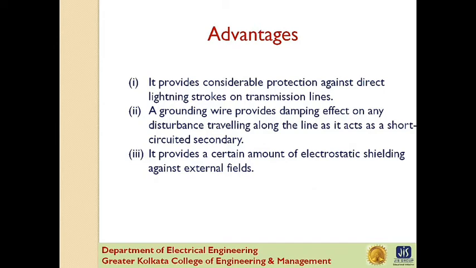Now, what are the advantages of this system? First, it provides considerable protection against direct lightning strokes on the transmission line. Second, the ground wire provides a damping effect on any disturbance traveling along the line, as it acts as a short-circuited secondary. Third, it provides a certain amount of electrostatic shield against external fields. Thus, it reduces the voltage induced in the line conductor due to discharge of a neighboring cloud.